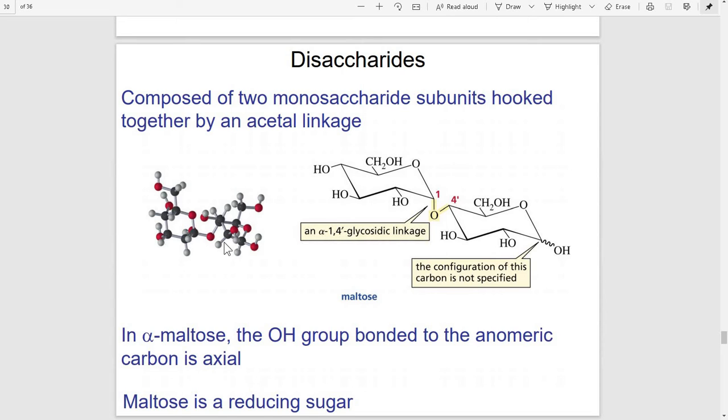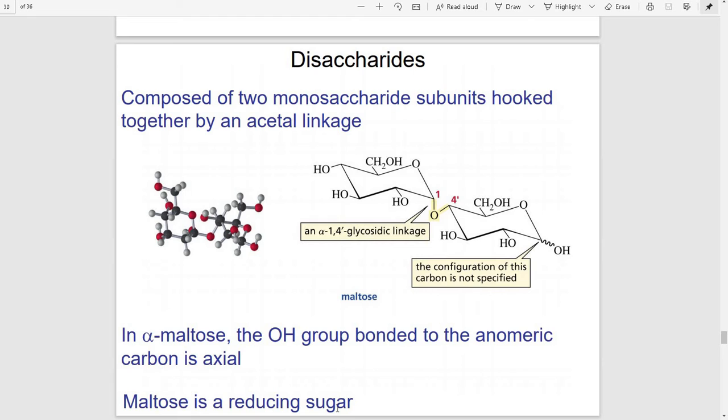Here is the 3D structure of maltose. Maltose is an example of a disaccharide. Okay, see here the chemical structure of maltose. The configuration of this carbon is not specified, meaning whether this OH is axial or equatorial is not mentioned here. In alpha maltose, the OH group bonded to the anomeric carbon is axial, and in beta maltose this OH group is equatorial.